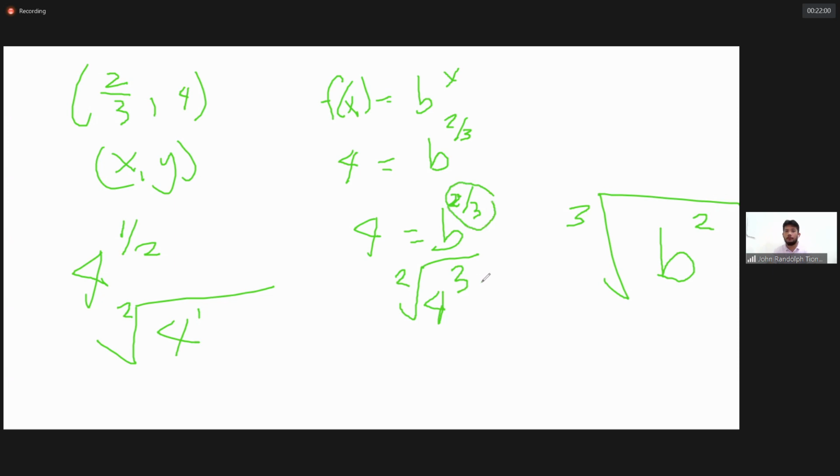So, what is 4 cube? 4 times 4, 16 times 4, 64. So, you have there 64. And then square root of 64. Diba? Ang square root, pwedeng walang 2 na dito. So, square root of 64 is equal to 8. Therefore, b there is equal to 8. Okay? Nakuha? So, baliktarin nyo lang.